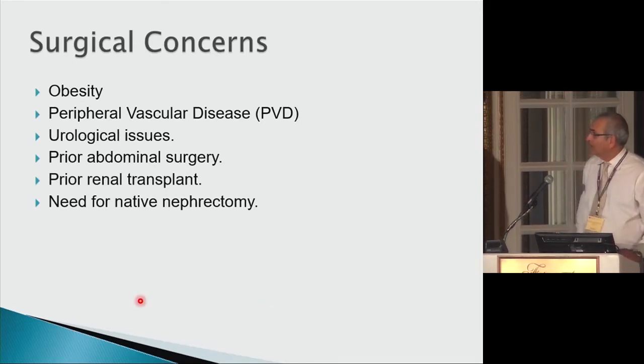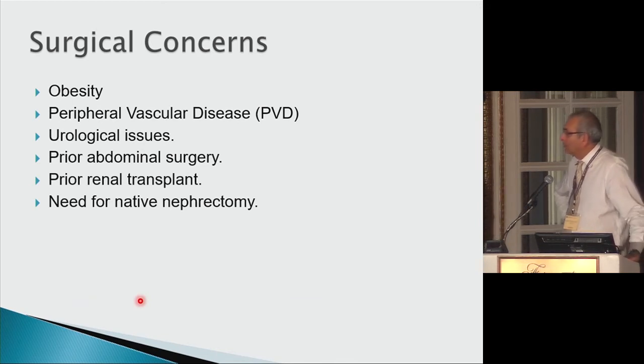So basically, these are some of the issues that most commonly come up in the preoperative or the pre-transplant phase: obesity, peripheral vascular disease, urological issues, patients with prior abdominal surgery, where to put the kidney in when they've had a previous renal transplant, and when do you need to do a native nephrectomy.